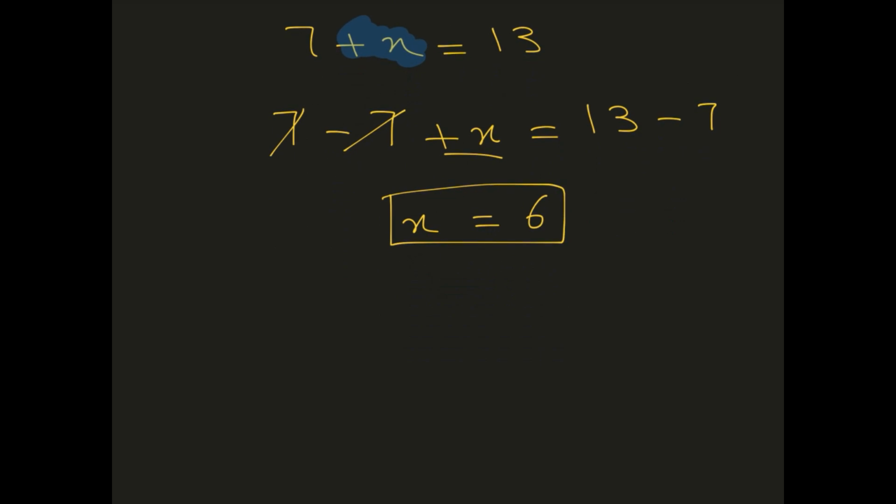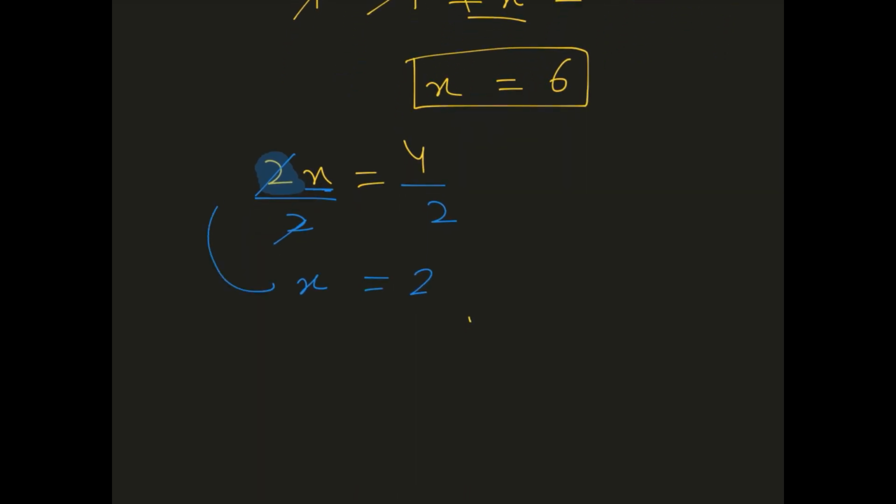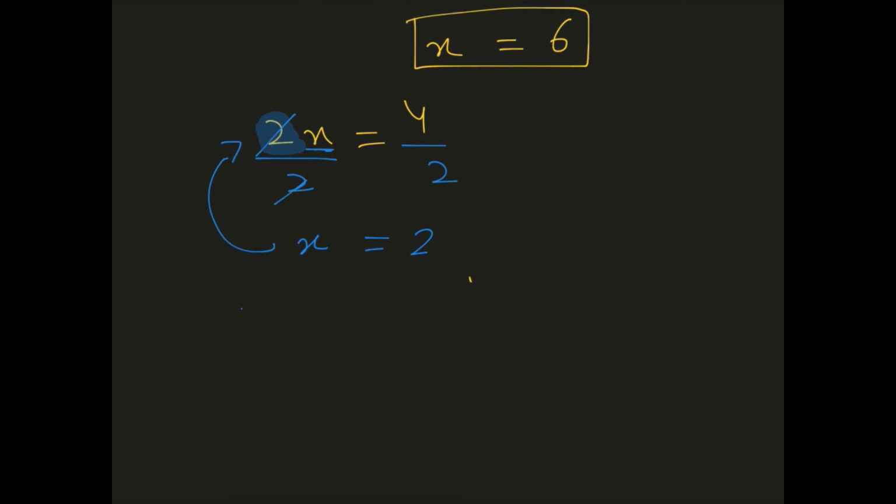Now let's look at something that is a little more complex. Let's say we have 2x is equal to 4. Since x is being multiplied by 2 over here, we can counteract that by dividing by 2. So we will divide by 2 on both sides of the equation. When we divide by 2, the 2 and 2 get cancelled out, so we'll be only left with x over here. And 4 divided by 2 is 2. Now you can check your answer by putting 2 in the original equation. So we put 2 instead of x, and then 4. So 4 is equal to 4.